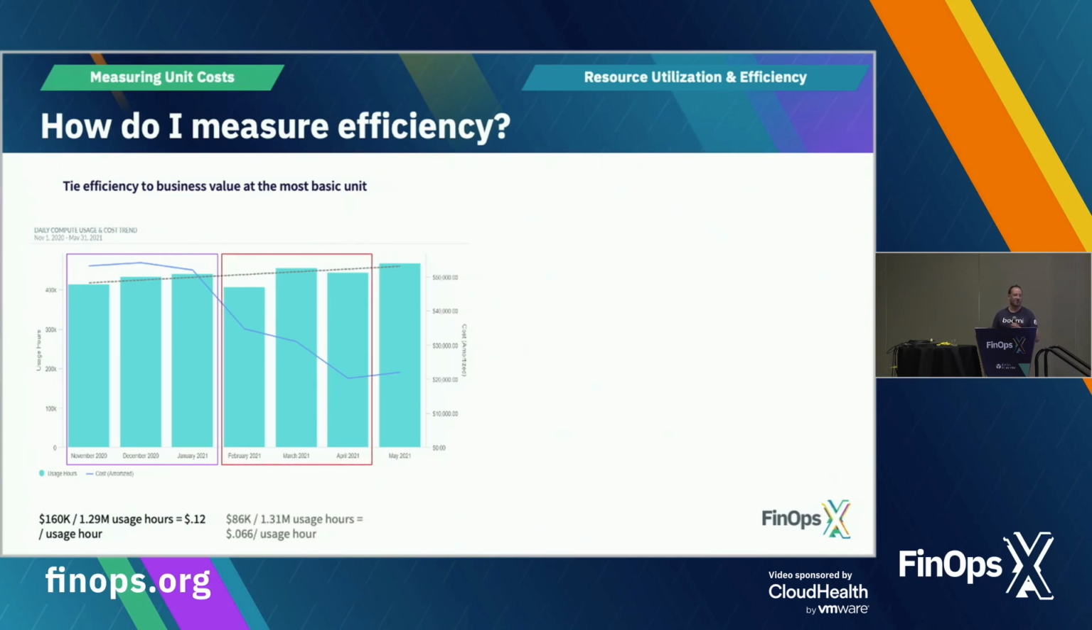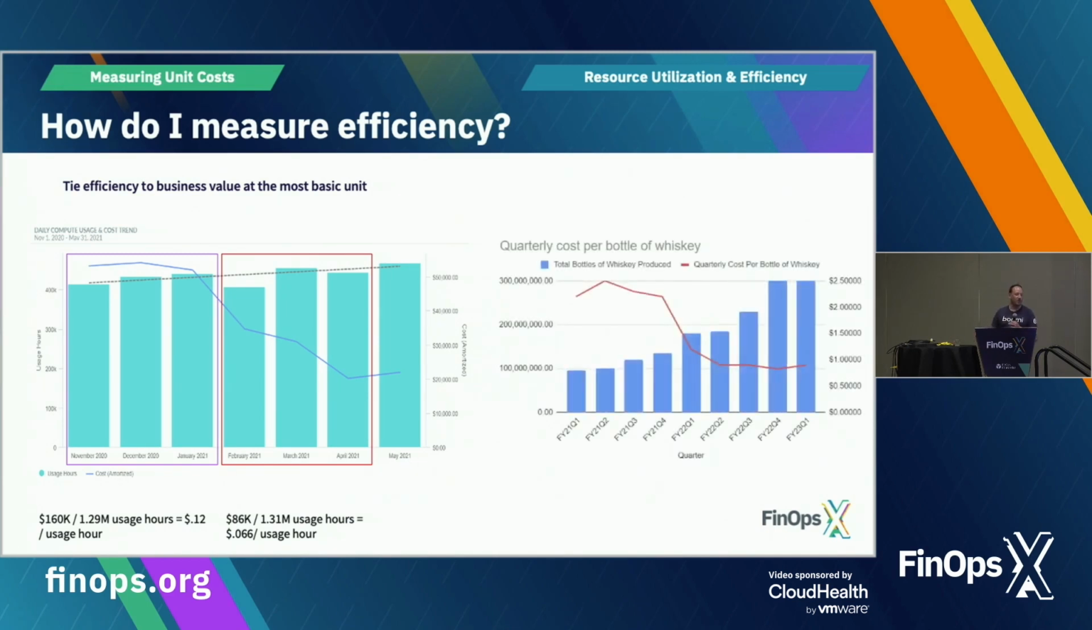So in the next 3 months, we dropped to $86,000, a substantial decline from where we were the previous 3 months. And that almost halved the usage hours. So to move it forward, as you progress through your journey and you start creating unit metrics that are business facing, Boomi is producing bottles of whiskey here.